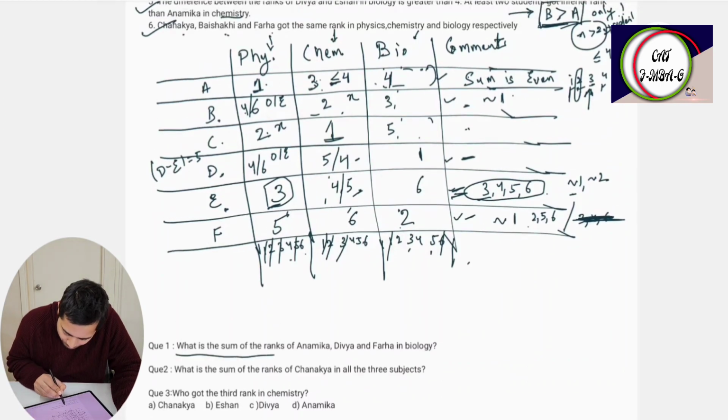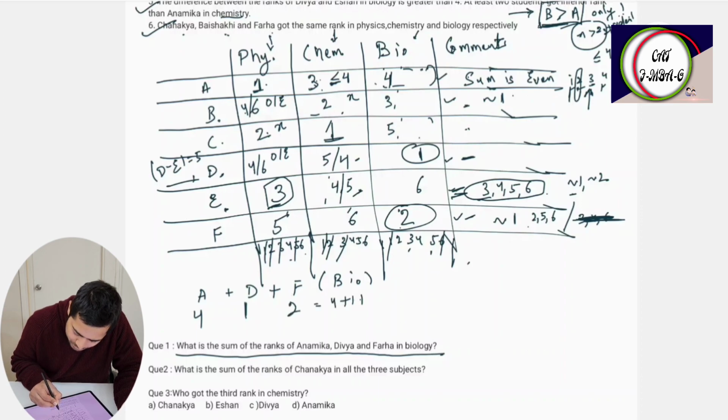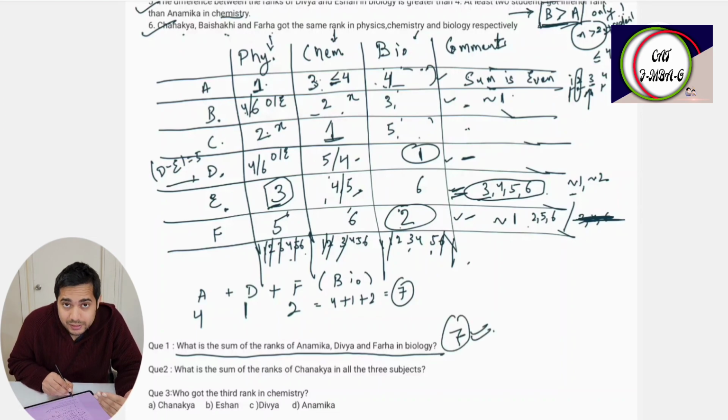What is the sum of ranks of Anamika, Divya and Farah in biology? So Anamika plus Divya plus Farah in bio. Anamika in bio is 4. Divya in bio is 1. Farah in bio is 2. So 4 plus 1 plus 2 is equal to 7. Answer is 7. Let us see the next question.